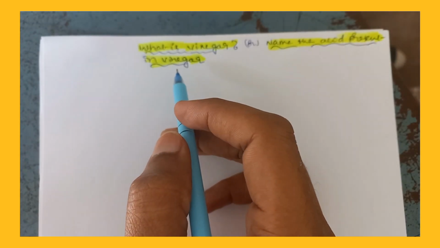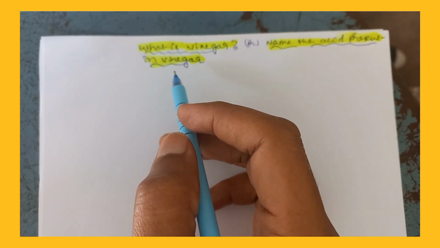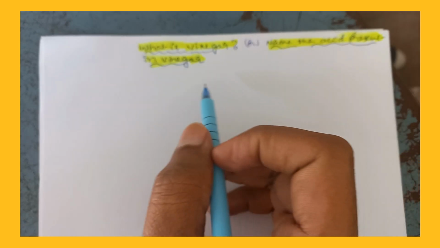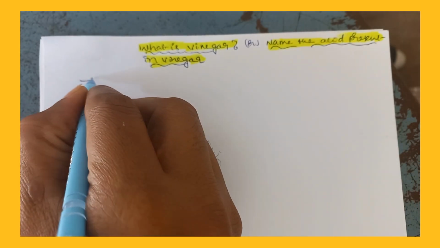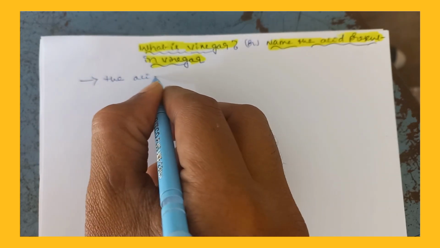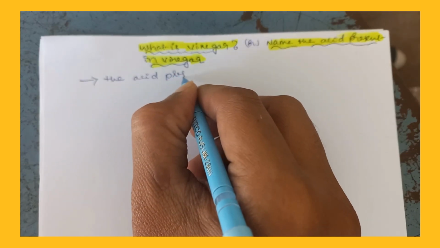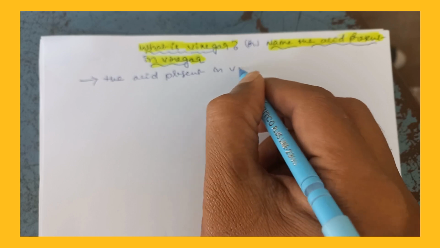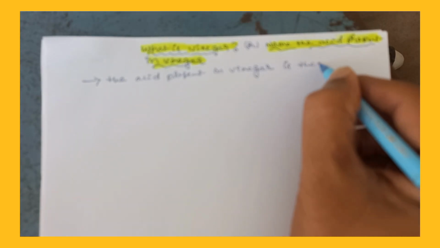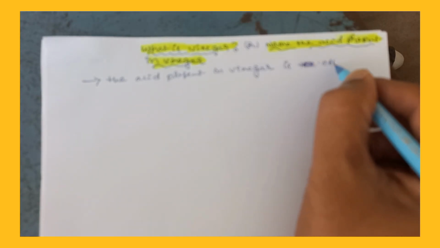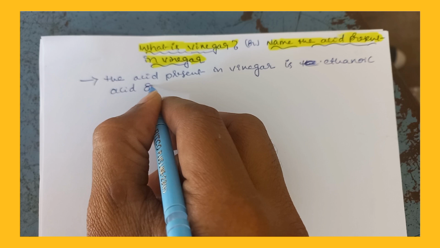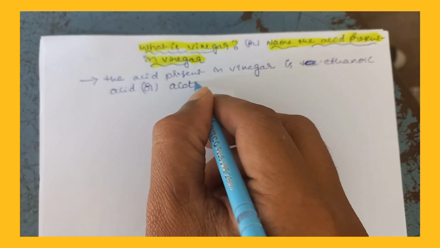Hi dear students, 10th class chemistry topic, carbon and its compounds, 1 mark question topic. What is vinegar, or name the acid present in vinegar. So the acid present in vinegar is ethanoic acid. Ethanoic acid is also called acetic acid.